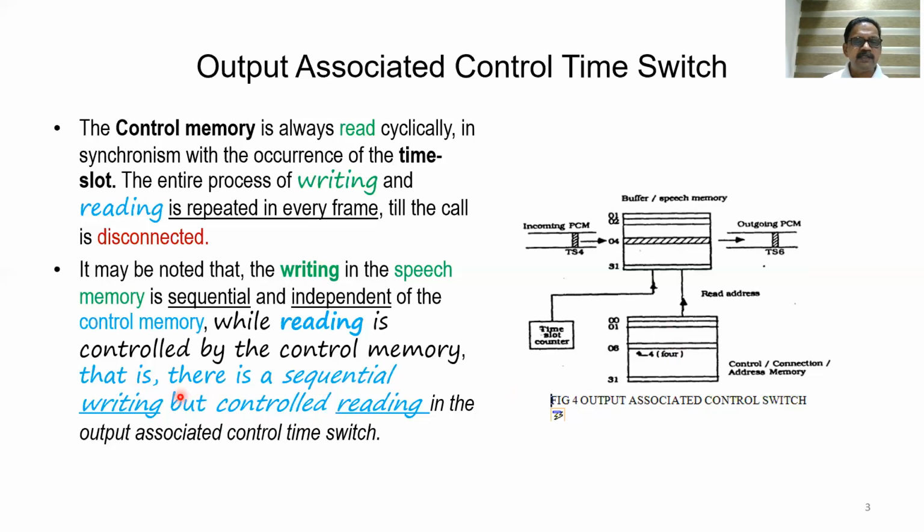There is sequential writing. Here it is sequential writing, but controlled reading. So this will decide when to be read. So when time slot 6 occurs in the outgoing PCM, at that time only, the information from buffer memory is to be read on to time slot 6.